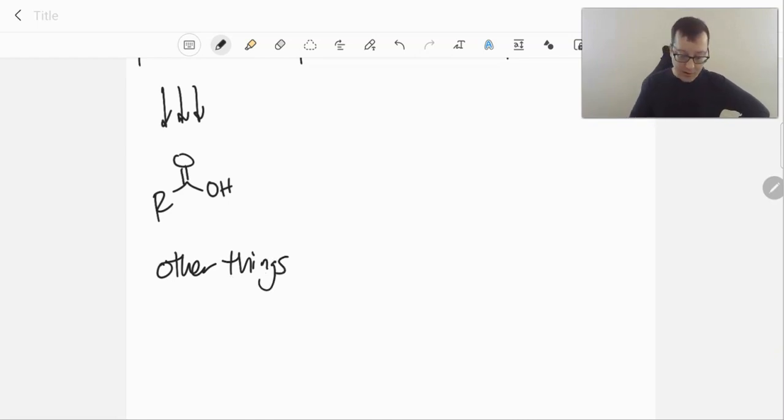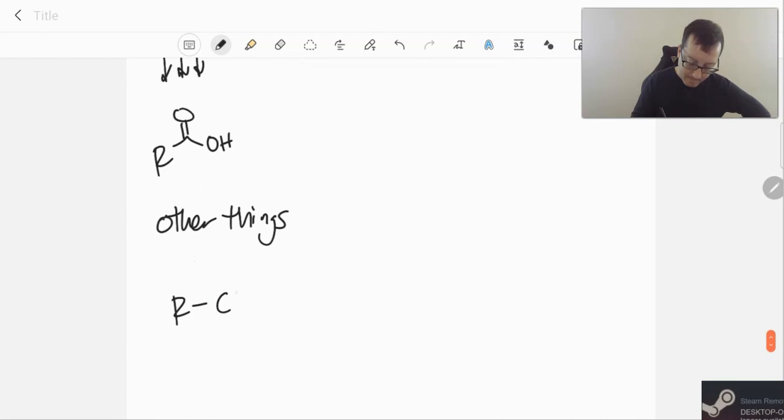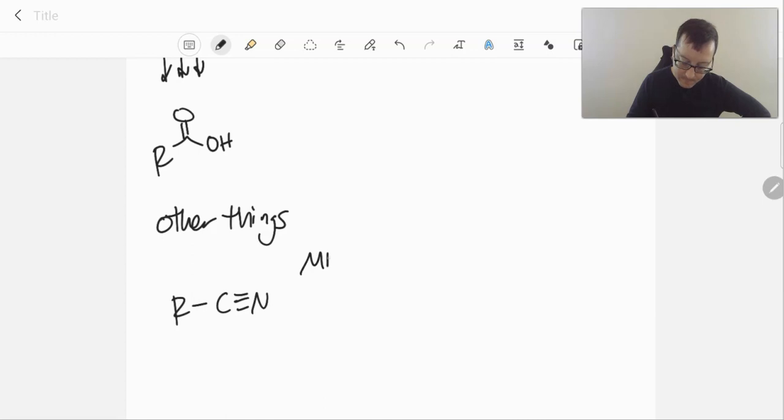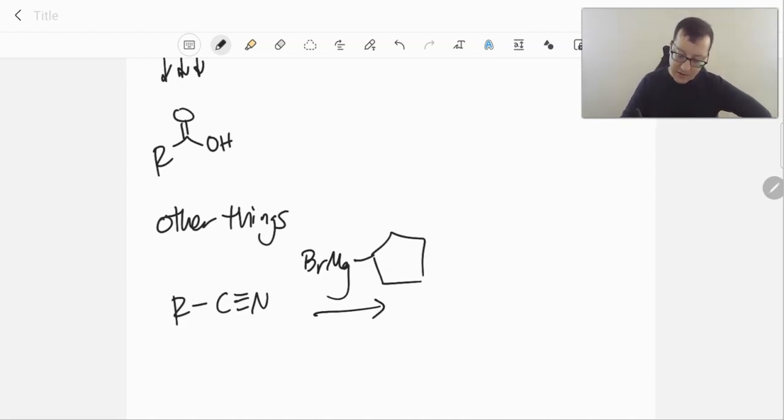Interestingly, with a Grignard, if we use a Grignard in the presence of our nitrile, let's say we use, we can go ahead and have, I don't know, a cyclopentyl group. Why not? I'll have to switch that around because it's the other way. With the Grignard reagent, we actually get the ketone.